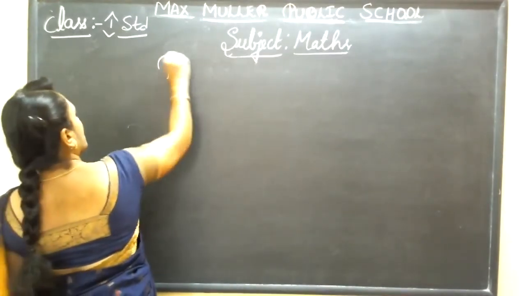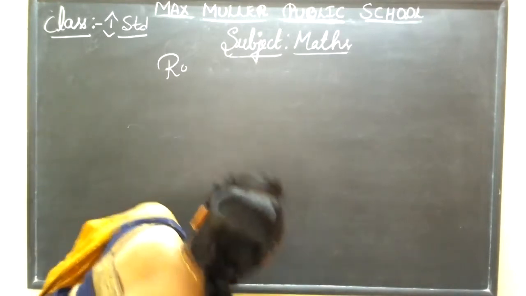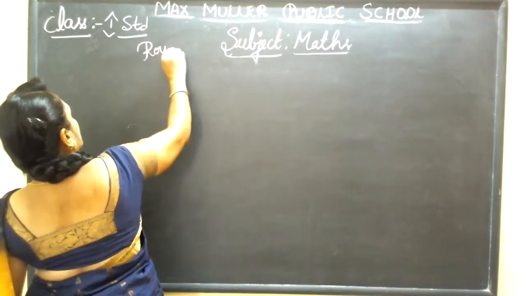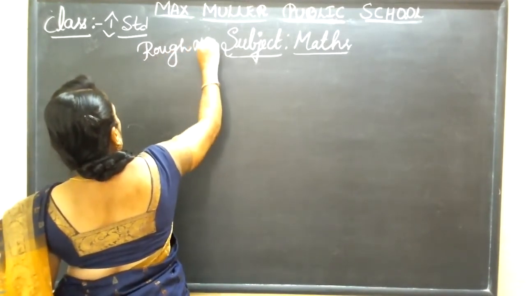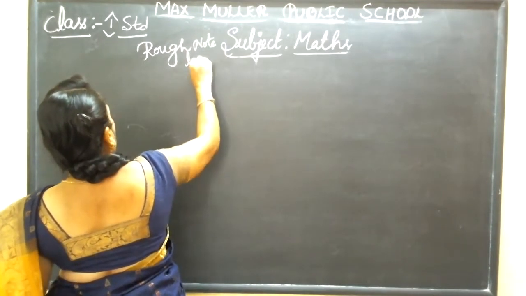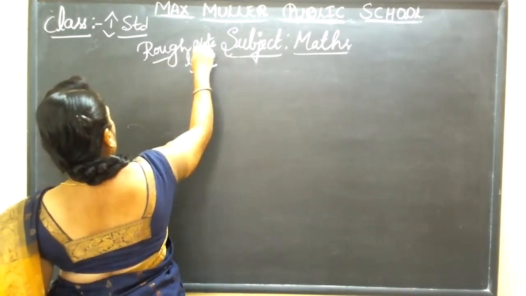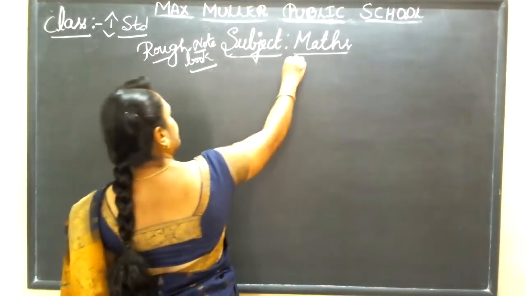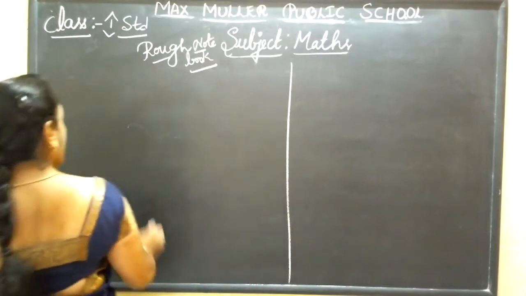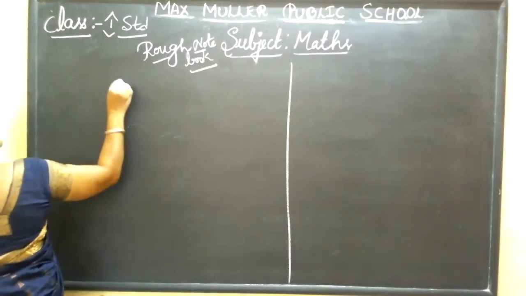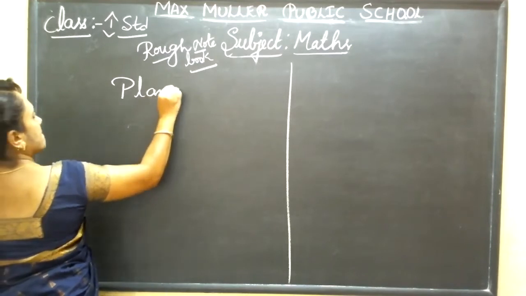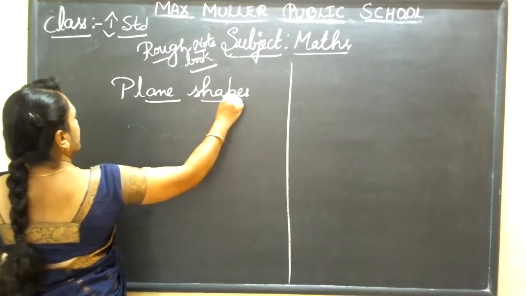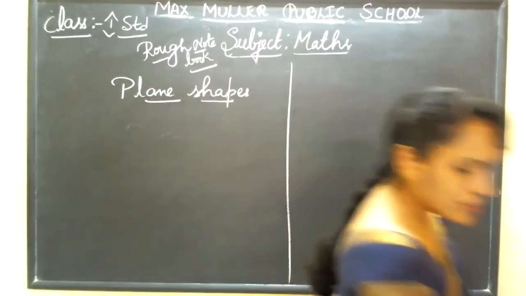Yes. Now keep ready. Rough book. Which book? Rough note book. Classwork, homework, both the books closed. Keep ready rough note book. Okay. Write in rough note. Right this side, plain shapes.